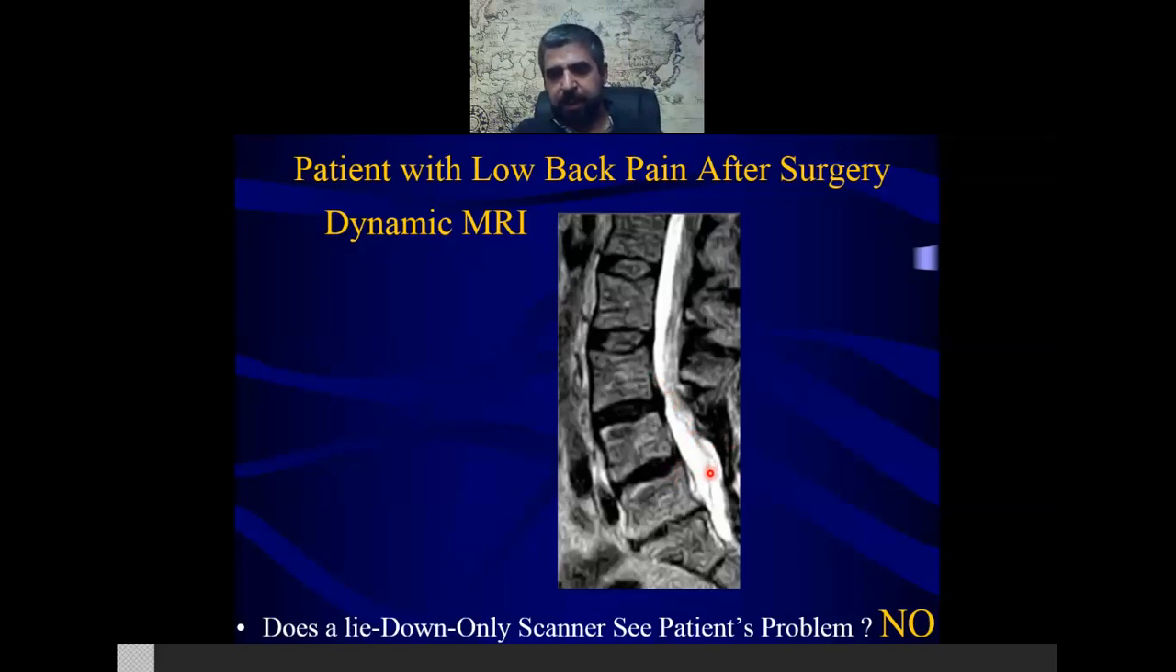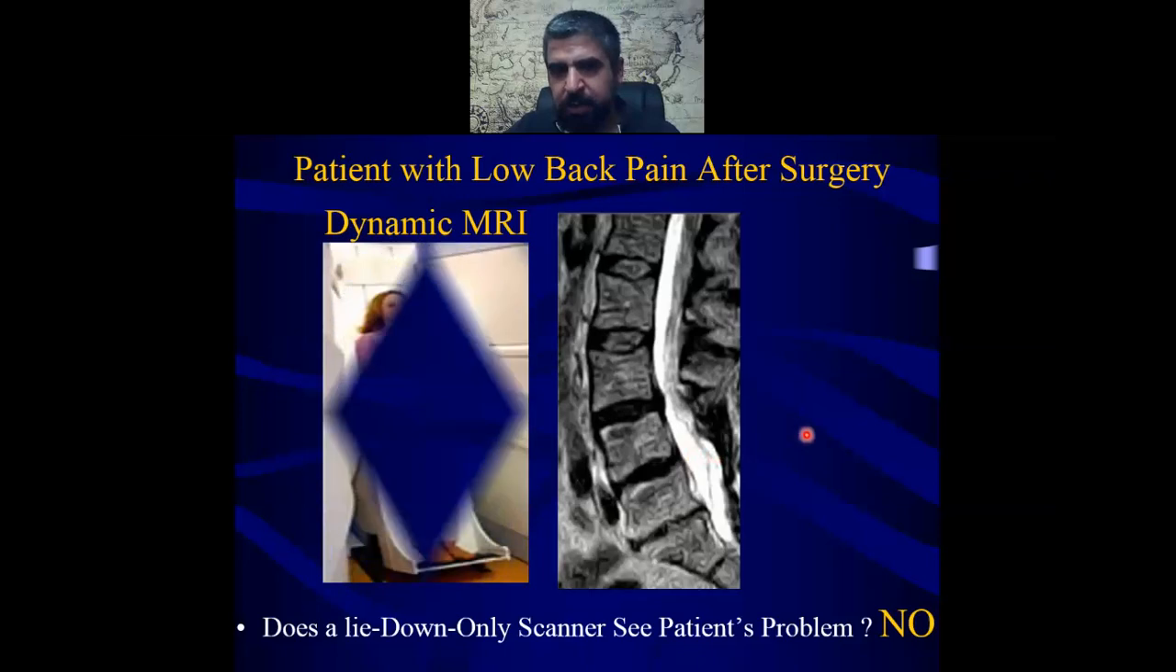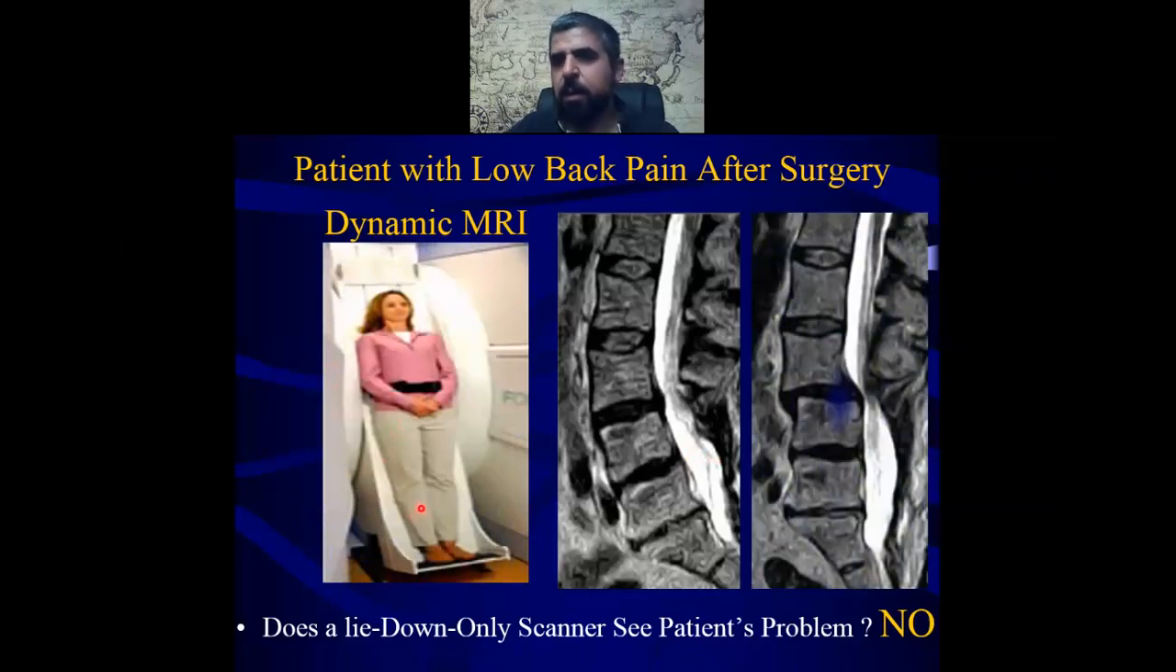Nothing significant. So, does this mean the patient has no problem? No, it does not. We need a dynamic MRI. And what does the dynamic MRI show us? There is a significant spondylolisthesis, anterolisthesis, maybe grade 1 to grade 2. You can see it in the erect position. It is very obvious. And this is the cause of the patient's problem.